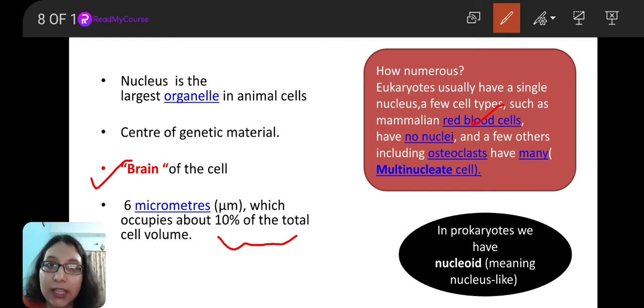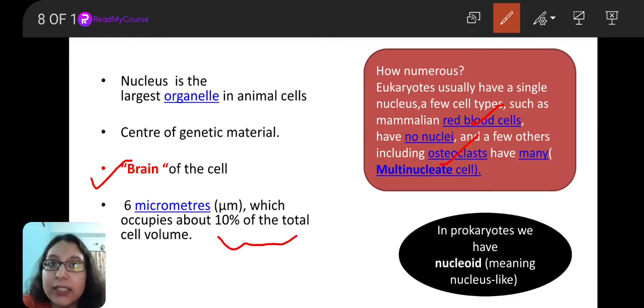Then there are some cells which have more than one nucleus. For example, the osteoclasts. What are osteoclasts? Osteoclasts are cells which are responsible for resorption of bone. There are some cells, osteoblasts, which are responsible for bone formation, and there are some cells, osteoclasts, which are responsible for bone resorption. So these are multinucleated cells. Osteoclasts are multinucleated cells. Remember this much.